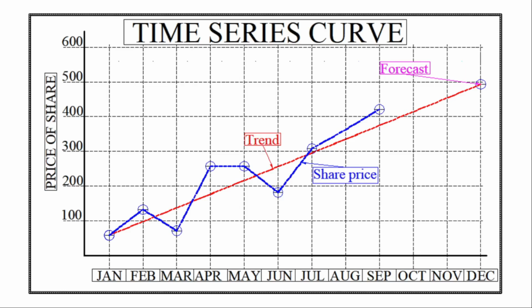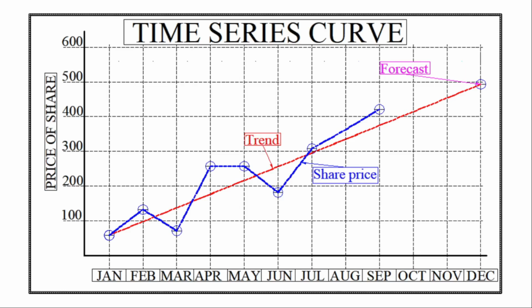This trend line is calculated using statistical methods, such as linear regression, which fits a straight line to the data points. Forecasting. Once we have established a trend, we can use it to make predictions about future values. The arrow with magenta color in the chart represents the forecasted share price for the next month, December. This forecast is based on the assumption that the historical trend will continue into the future.